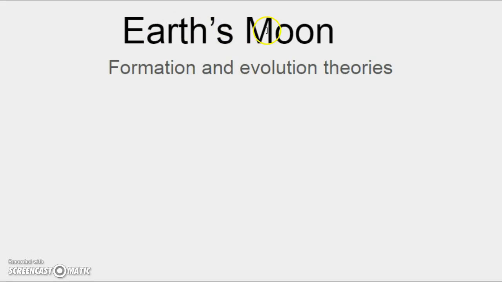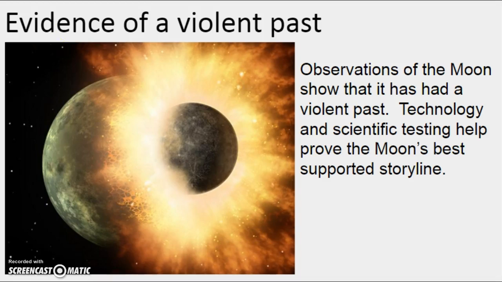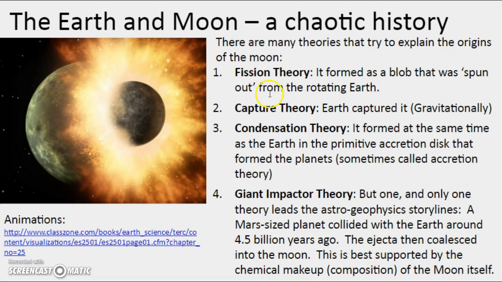Today's lecture is going to be on the Earth's moon. We're going to look at the formation and the evolution, kind of the theories leading to them. So there's a lot of evidence for the moon's violent past, and observations of the moon show that it's had a violent past. Technology and scientific testing also help prove that the moon's best supported storyline is not some of the early ones that have come out.